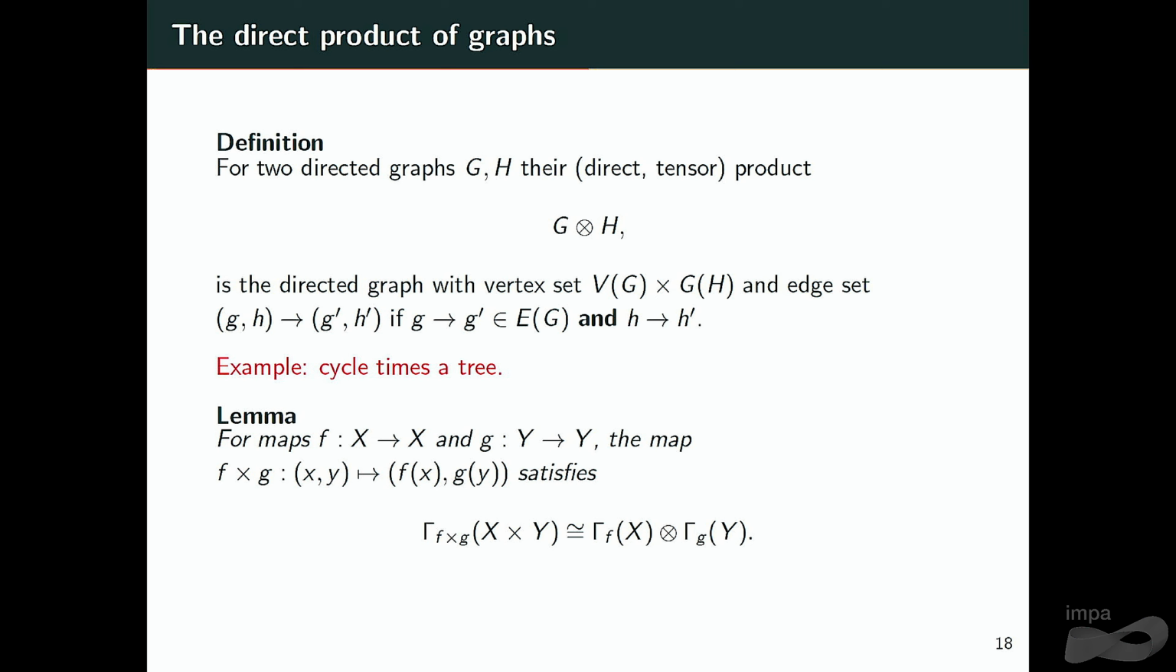So if I have two maps, f over X and g over Y, I can consider the product function, right? So I map the first coordinate as f, and then the second one as g. And the corresponding digraphs will behave well, right? So the digraph of the product of the functions is isomorphic to the product of the graphs of each function.